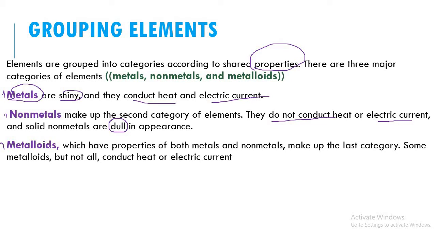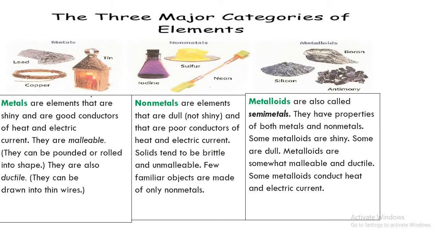Metalloids are the third category. Metalloids have properties between metals and non-metals. So metalloids, which have the properties of both metals and non-metals, make up the last category. Some metalloids, but not all, conduct heat or electric current. These are the 3 major categories of elements.